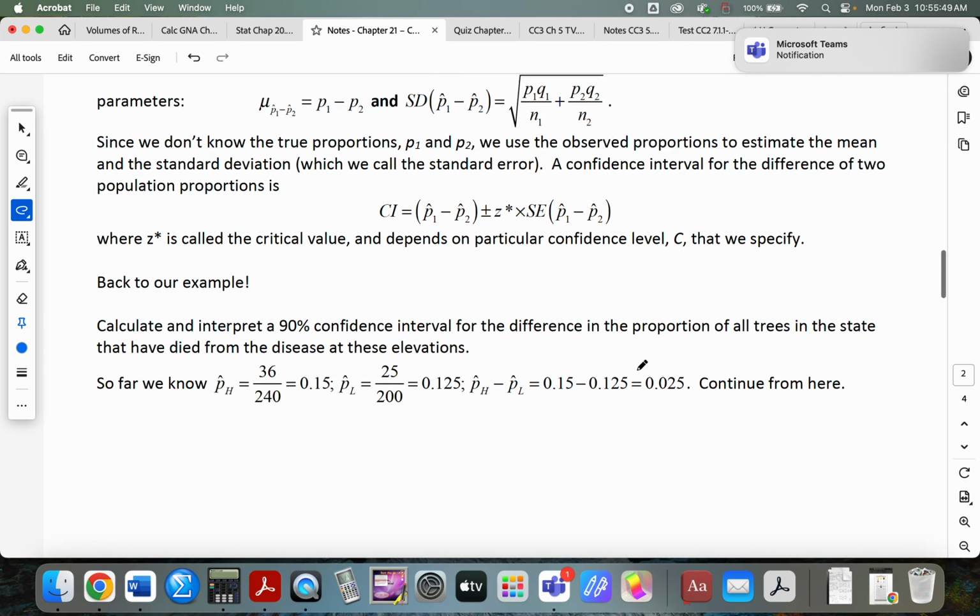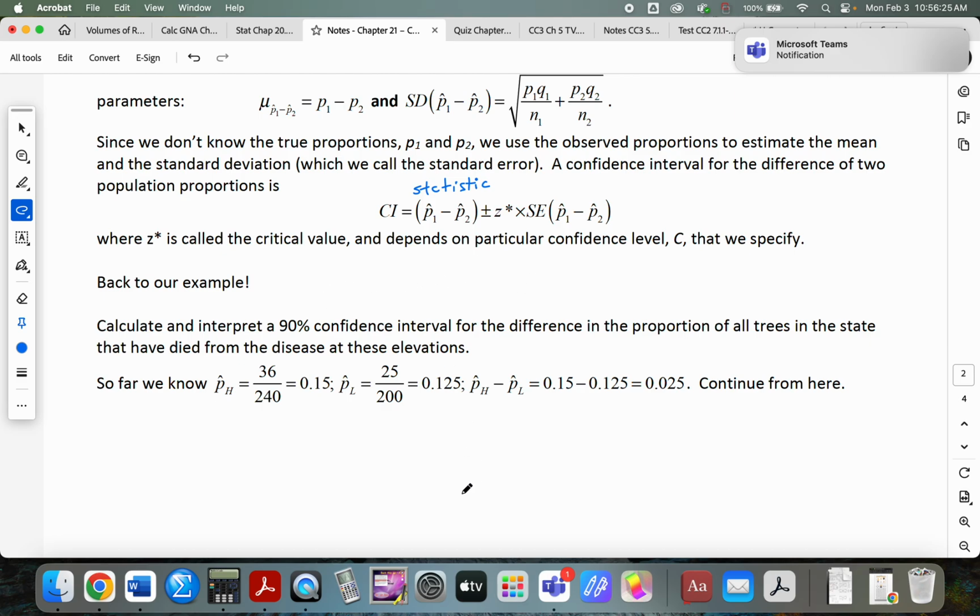All right. So the confidence interval is just like it's always been, right? We have the statistic plus or minus our z critical times the standard error. We've done this before. And the z critical will be the same for both. It's one calculation, because it's 90%.